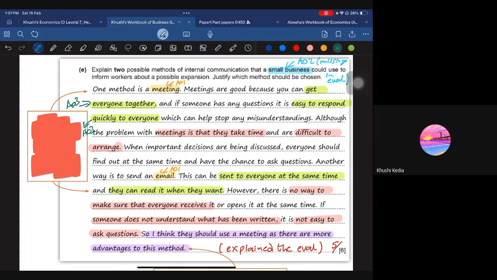So it's the E part, and here we have, no, this is not the E. This question is about internal communication. 3E probably. Yes, 3E. So the examiner says here, but it's not visible. I'm going to share it with you. Let me just share this with you, what the examiner has talked about here.